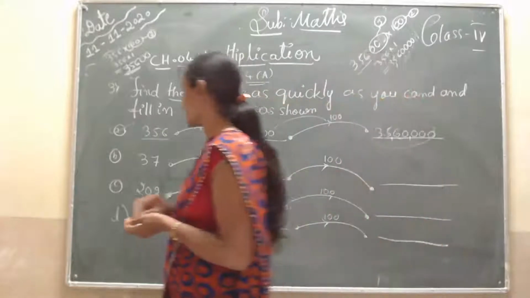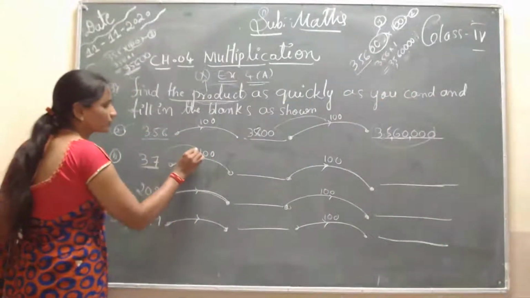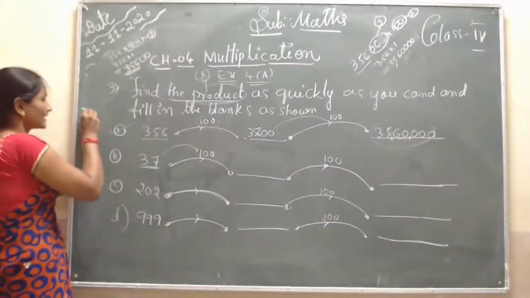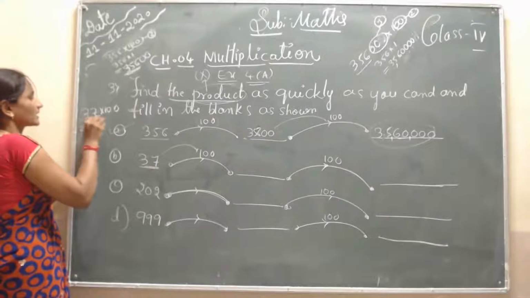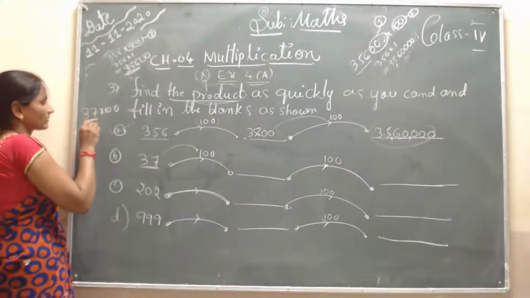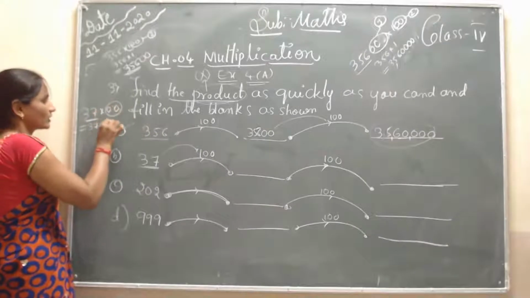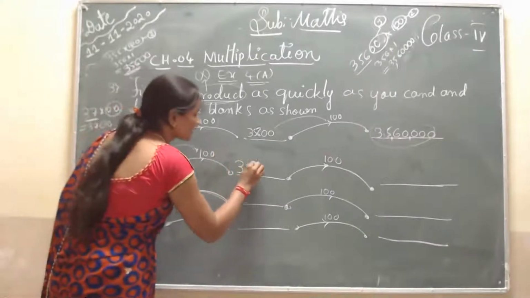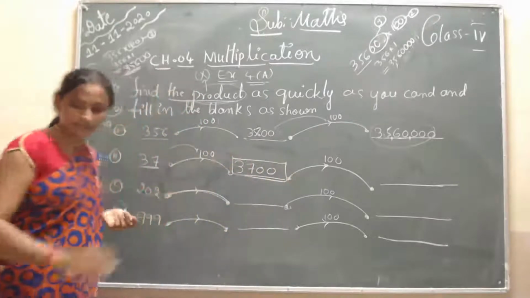Now this is the next question. First you have to do 37 into 100. 37 into 1 is 37. How many zeros here? 2 zeros. Because of this, what is the answer here? 3, students, what is the answer?